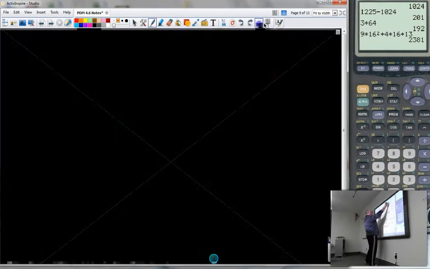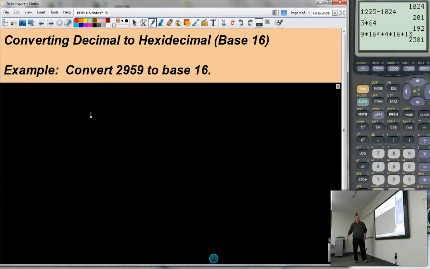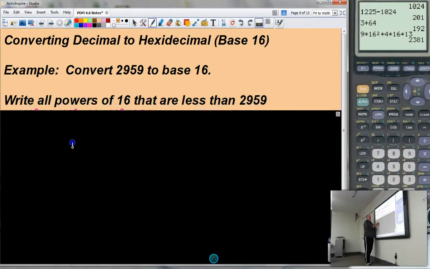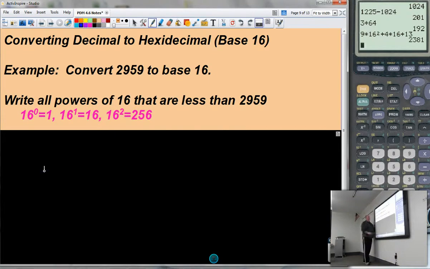So, converting decimal to hexadecimal. Now, the nice thing is, the larger our power gets, the less work you have to do, or the fewer digits you'll have. You'll still have some work. But here, I want to convert decimal to base 16. So much like before, I need to write all the powers of 16 that are less than 2959. Well, 16 to the 0 is 1, 16 to the first is 16, 16 squared is 256.